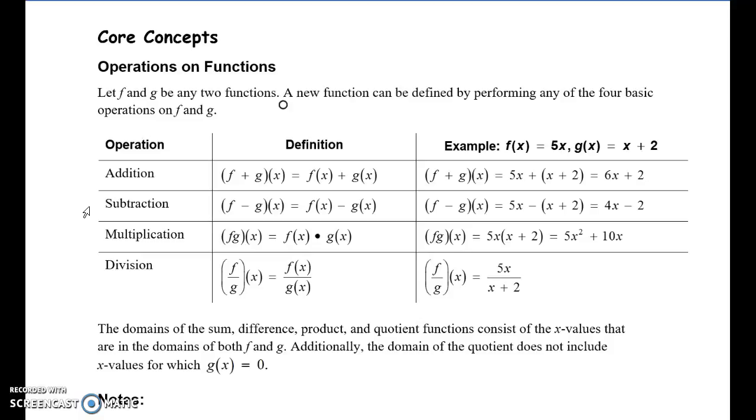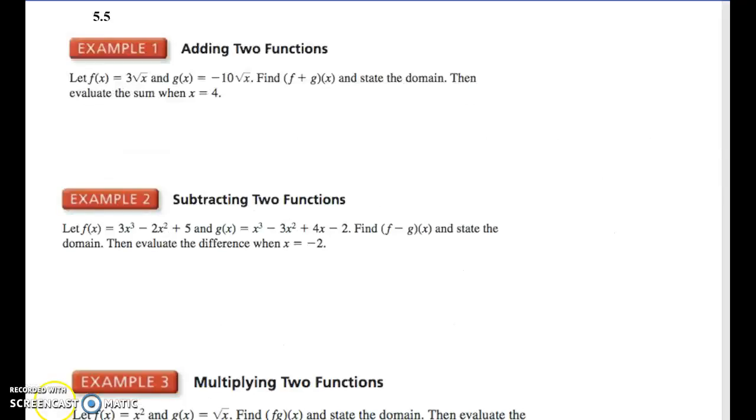You can see we have addition, subtraction, multiplication, and division of functions, and the definition is next with an example of each. Then I want you to go to page 12 of your notes packet where we start 5.5, and we're going to do example 1.